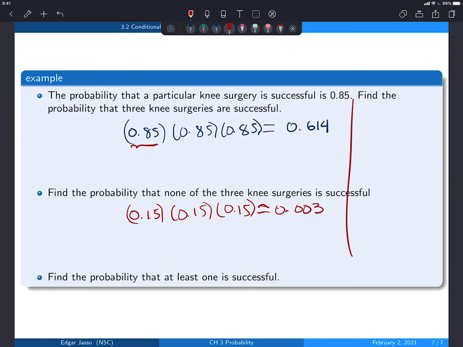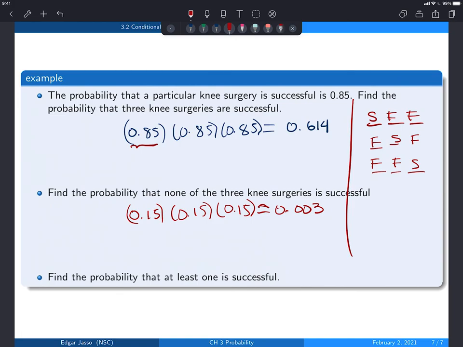And the truth is that when it says exactly 1 successful, I have a little bit of a problem. It's not the same if the first one was successful or the second one, right? And it could have been the third one. So finding them this way would be a lot of work. I need to find 3 different probabilities. Well, we're going to get to that in the next chapter.